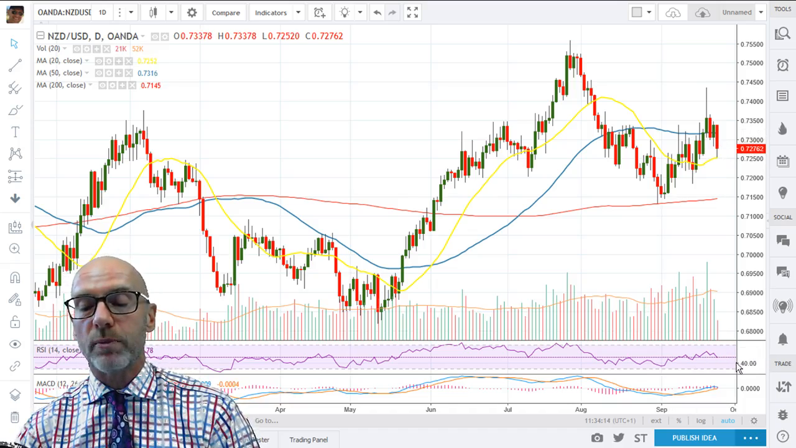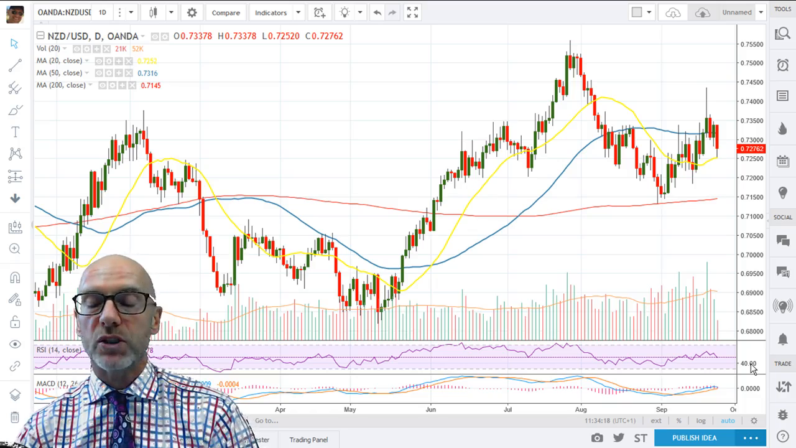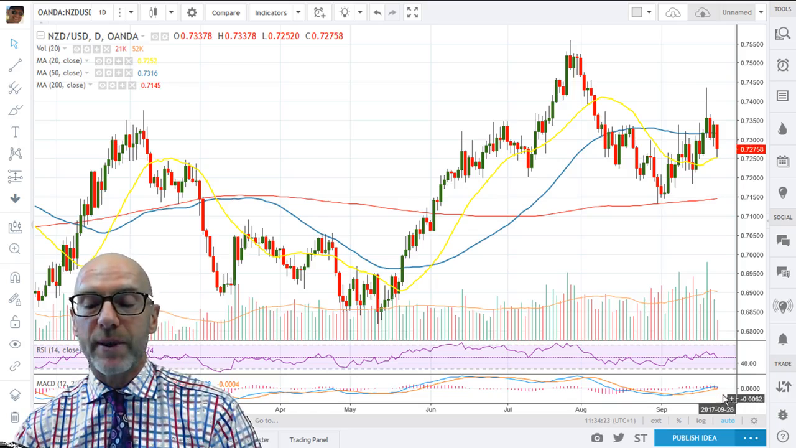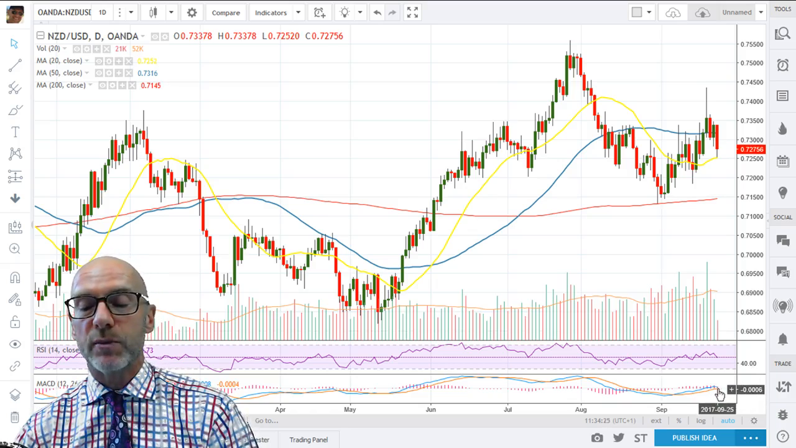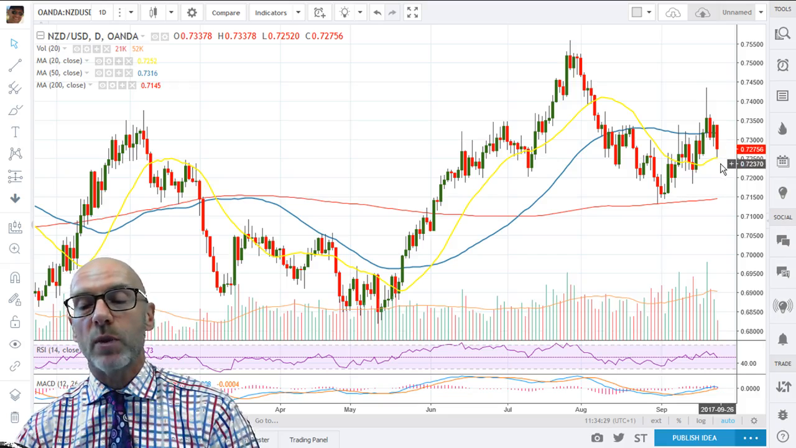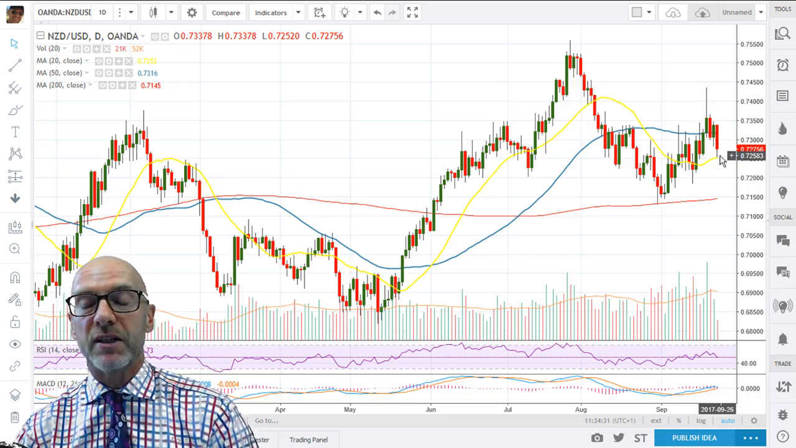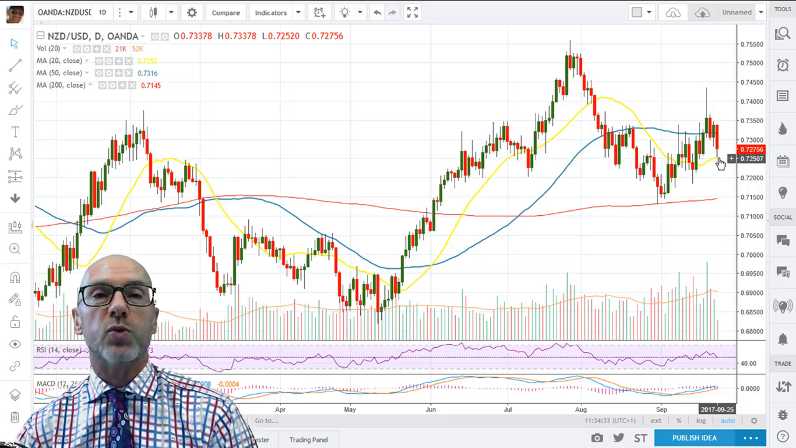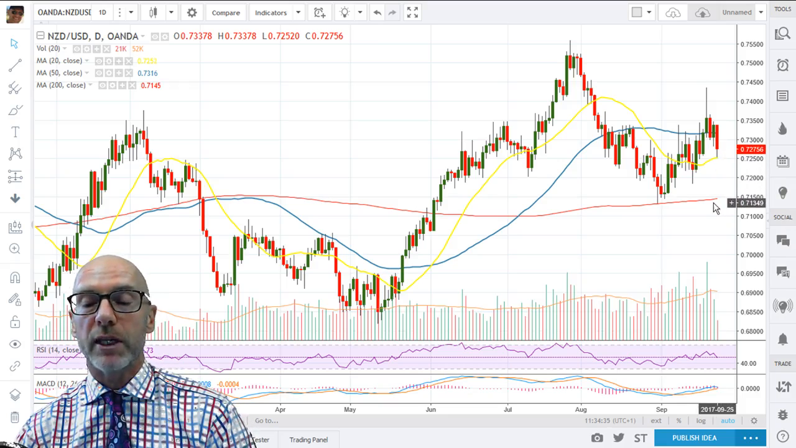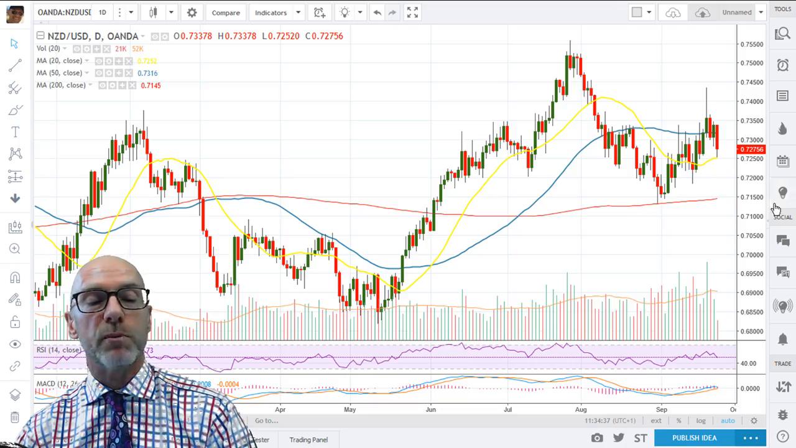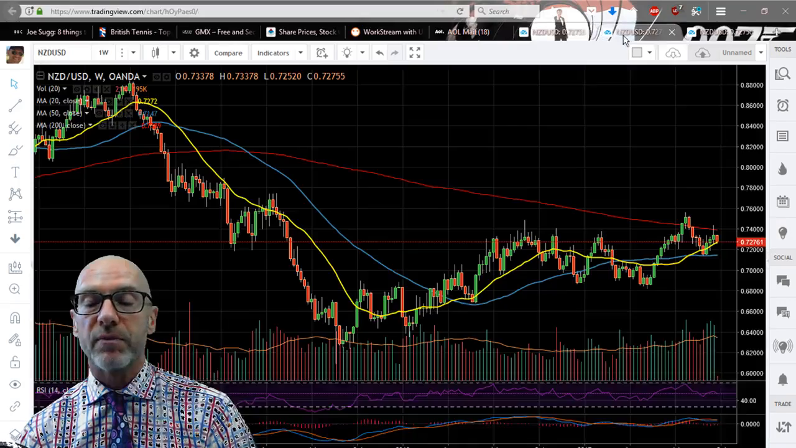Momentum has dropped off. The RSI is back below 50, at 49.78, and the MACD is also showing this lack of momentum as the short and long come together. It does look like we are going to see this support at the 20-day collapse, and then we'll probably come down to the 200, which is at 0.7145.